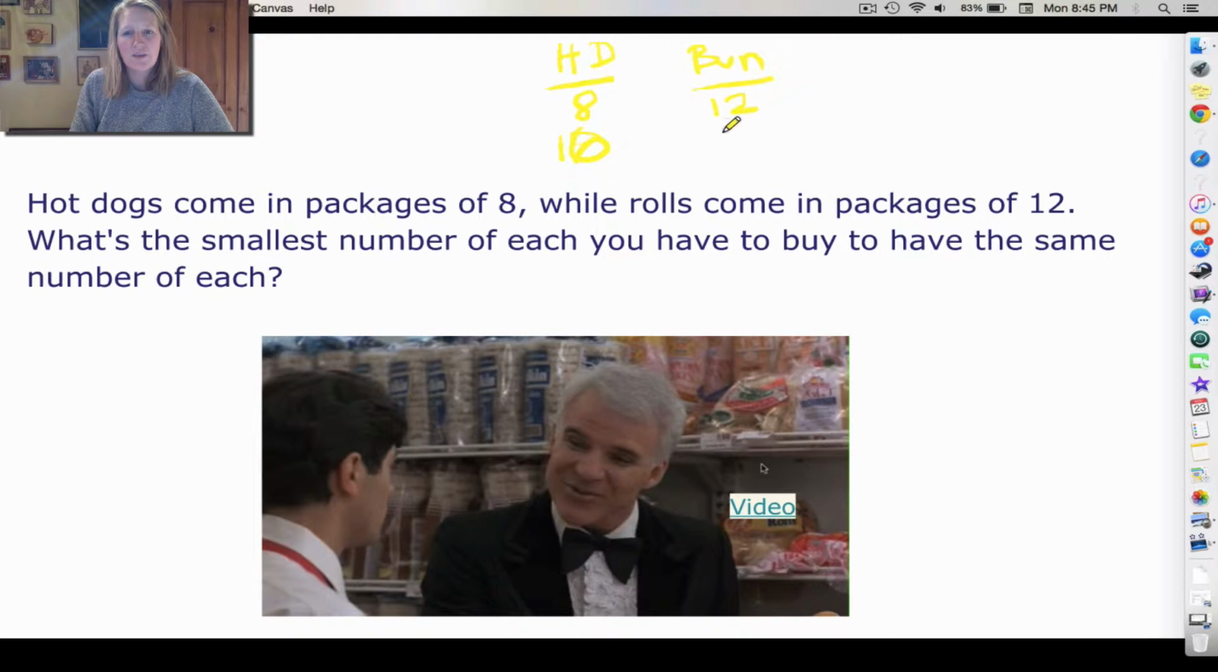If he bought another package, he'd have 24. If he bought another hot dog package, he would have 24. And gee, that seems to be the common number between the two. So if he bought 3 packages of hot dogs and 2 packages of buns, he would end up with 24 matching pairs of hot dogs and buns. Okay, so that's what we're doing. That's what the least common multiple is, and that's what we're working on today.